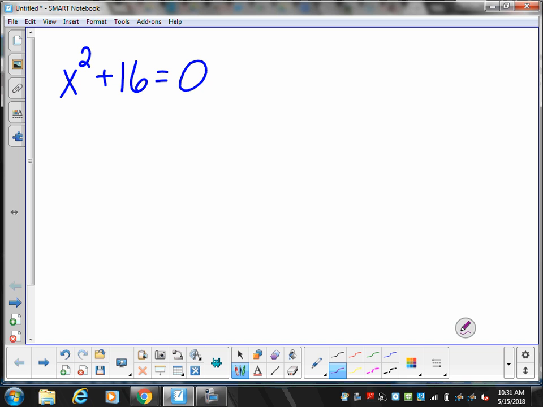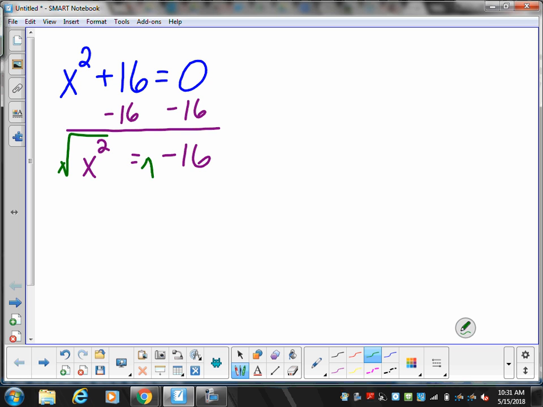All right. So if we are solving this, what do we do? Put 16 on the other side. Move that 16 to the other side by subtracting it. So we'd have x squared equals what? Negative 16. So then to get the x by itself, we have to take the square root of both sides. So what does x equal? Negative 4.